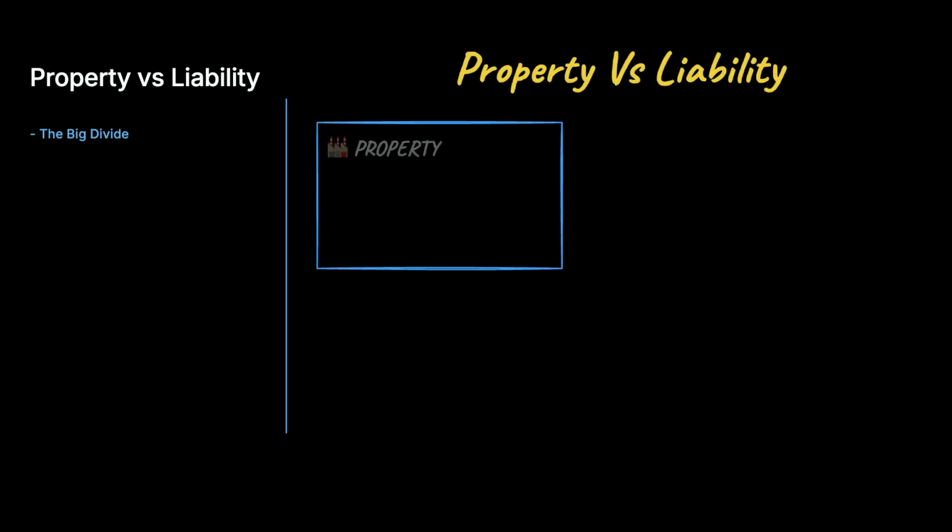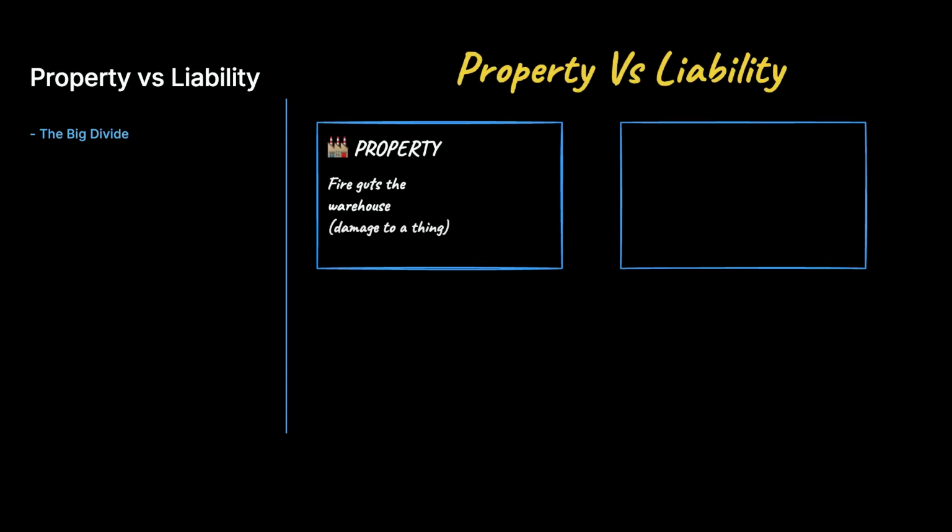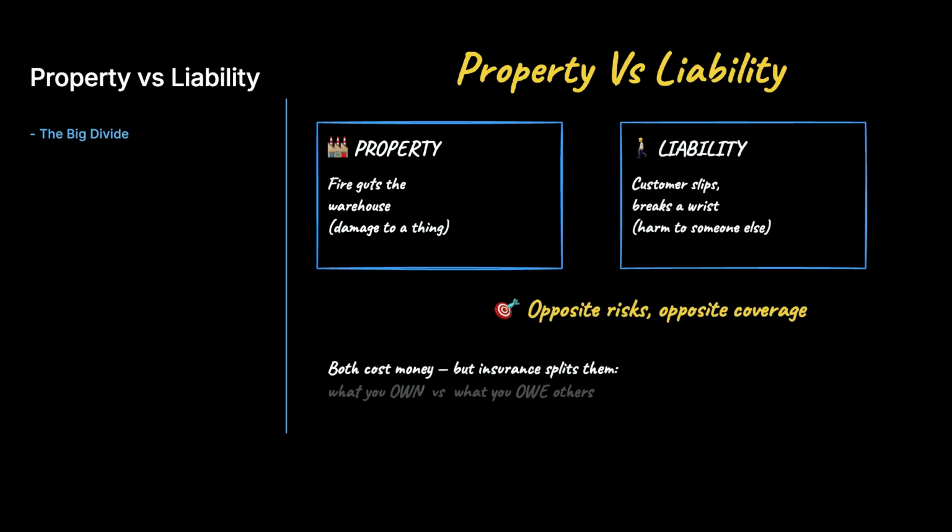Let's tackle the big one now: property coverage versus liability coverage. Start with a picture. A fire guts your insured's warehouse. On another day, a customer slips on your insured's wet floor and breaks a wrist. Those losses feel similar because both cost money, but insurance treats them as complete opposites.